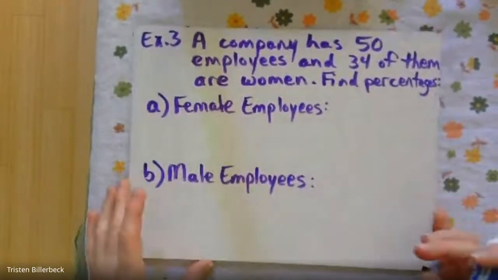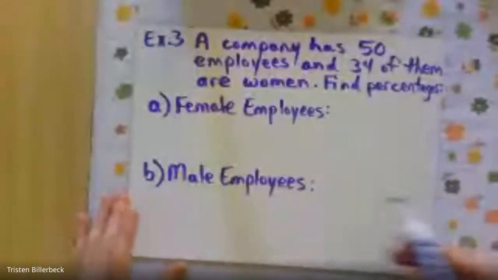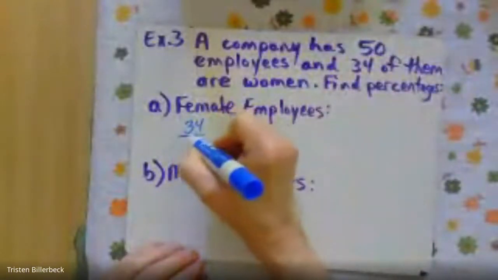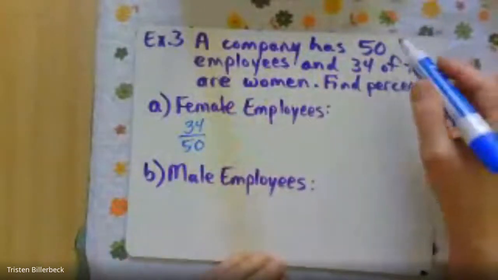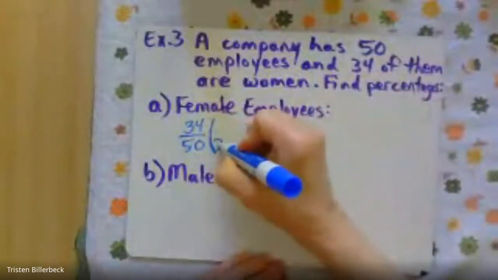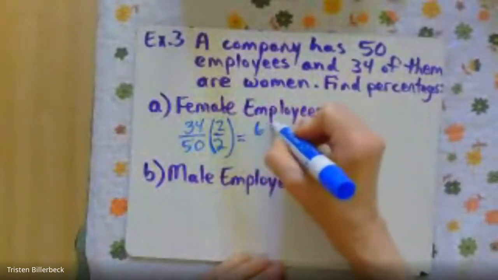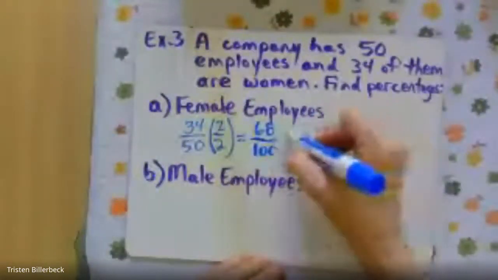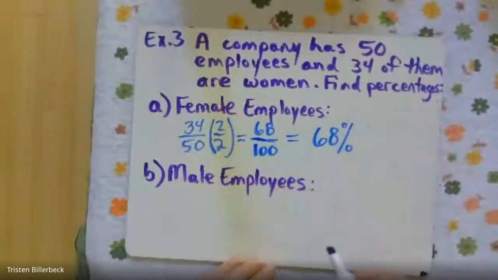So we have a company that has 50 employees and 34 of them are women. Find the percentages. So we have 34 out of 50 are female. So that makes it easy. We know if we multiply by 2 top and bottom, we get 68 over 100. So that's just 68% are women.